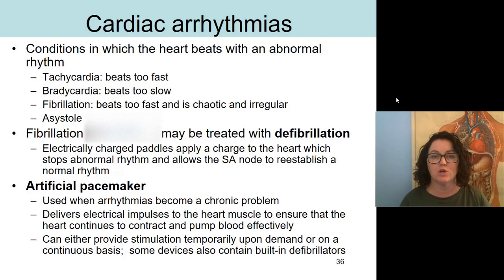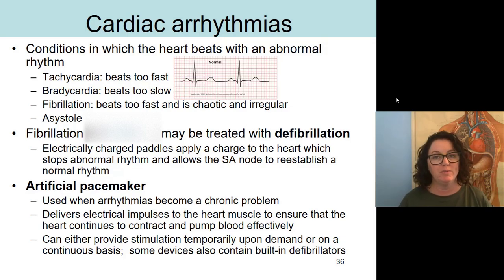Cardiac arrhythmias occur when the heart beats in some sort of abnormal way. There are different cardiac arrhythmias, and we're just going to talk about a few of them. These can all be seen on an EKG. The prefix tachy means fast, so tachycardia is the heart beating too fast.